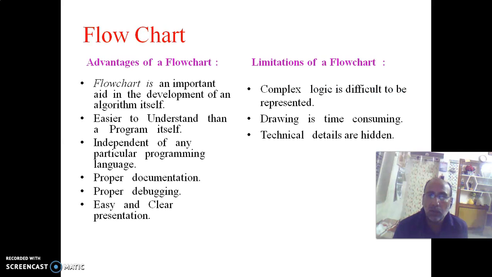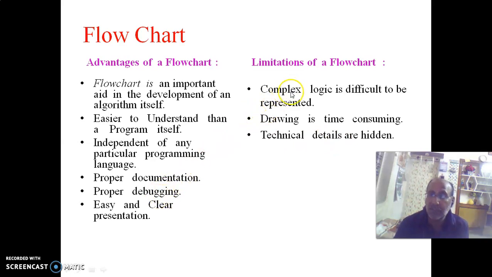Now, in this slide, I am discussing the advantages of the flowchart and the limitations of the flowchart. The advantage of the flowchart is that it is an important aid in the development of the algorithm itself. It is easier to understand than a program itself, independent of any particular programming language, and gives proper documentation, proper debugging, and easy and clear presentation.